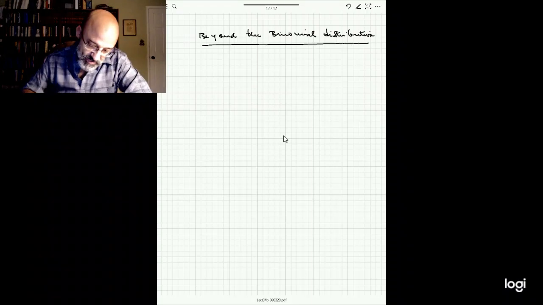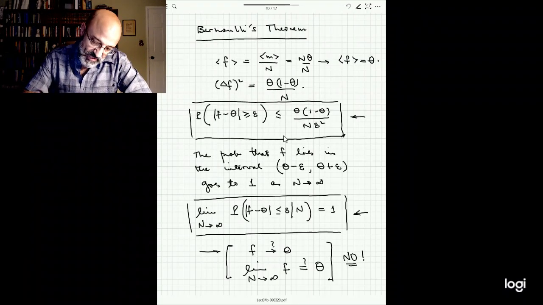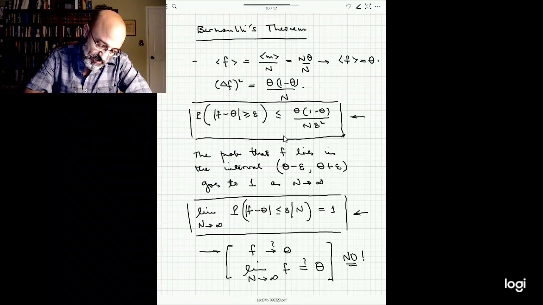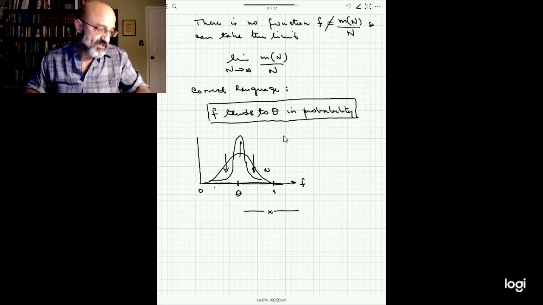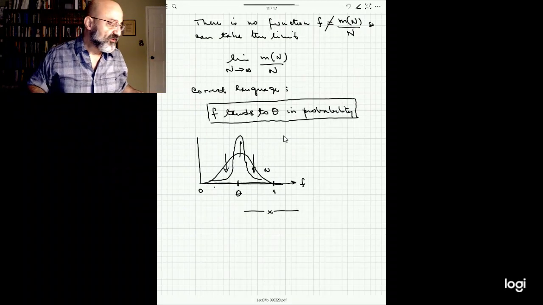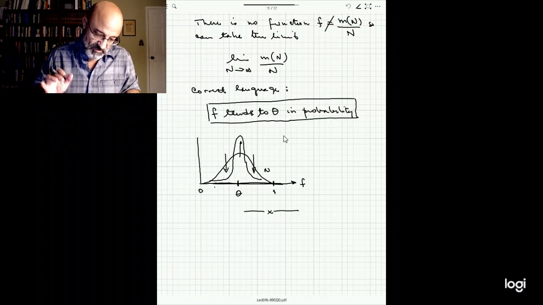You see, when we did this and we applied Bernoulli's theorem, this is still binomial. We were using the expressions for the binomial distribution. So what I would like to do next is to go beyond the binomial distribution, and this is how we do it.